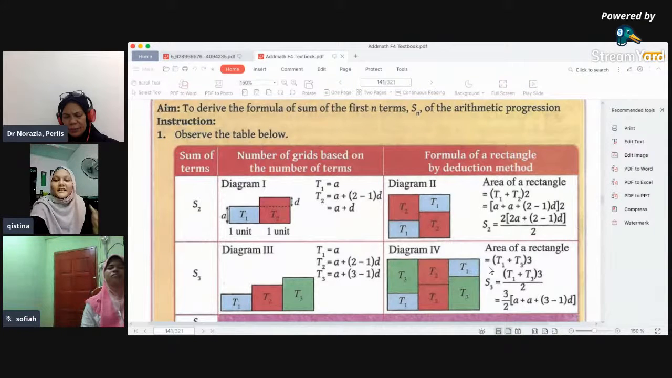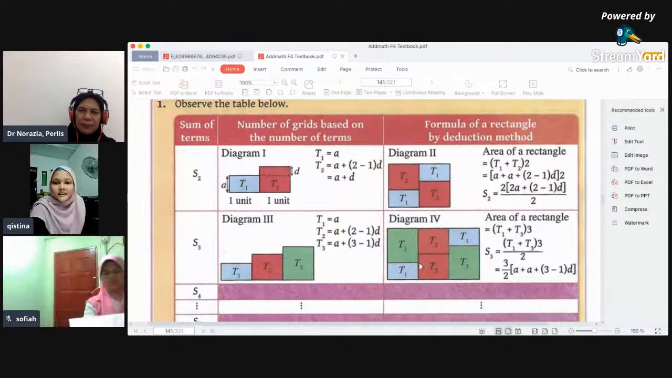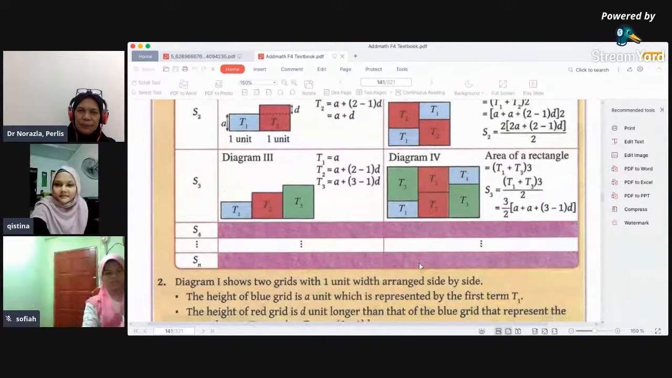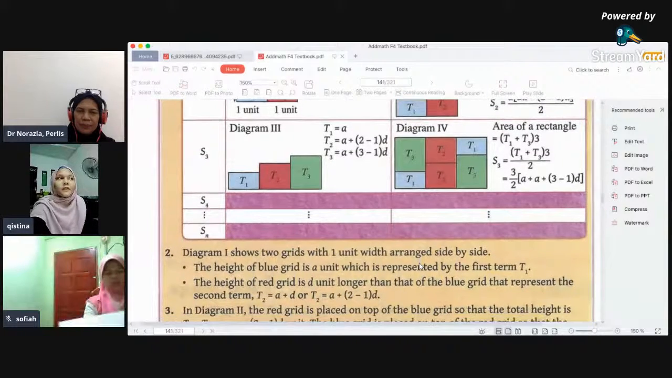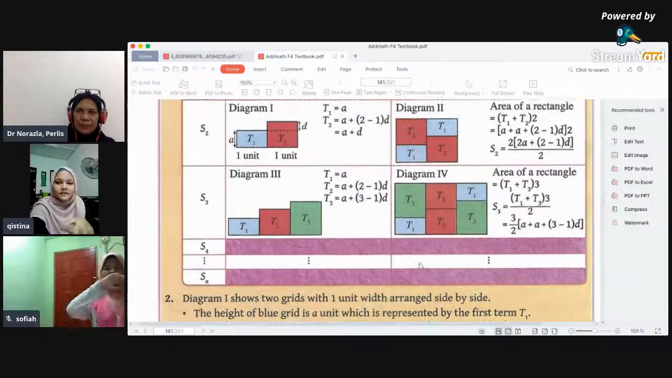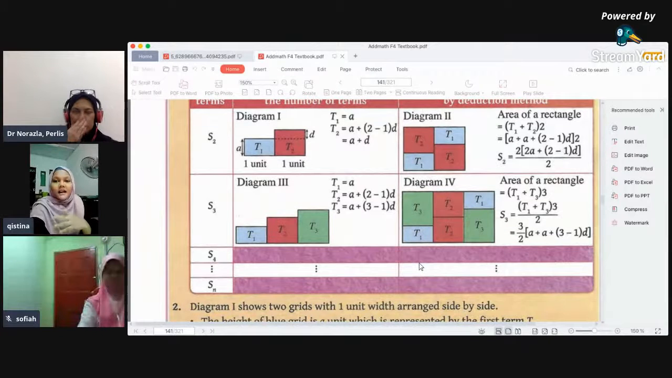Now let's take a look at the formula. T1, the first term, plus T3, the last term, times by 3. Okay, why do they not use T2? Because T1 plus T3 has the same value as T2 plus T2. So it is the same thing as diagram 2. The total area of the rectangle was divided by 2 to get the sum of the terms.